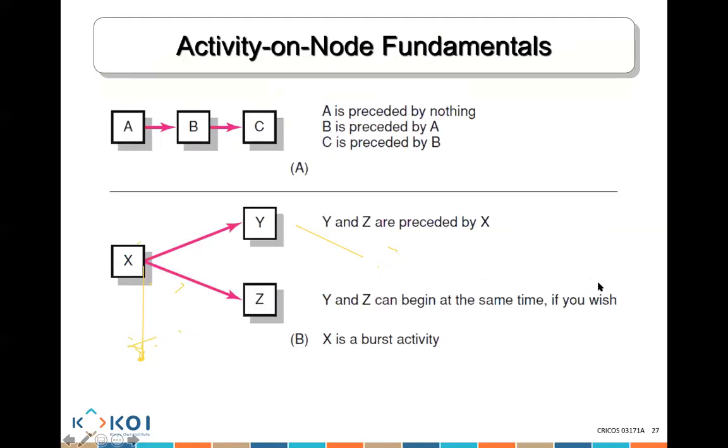Now, let's look here. You can see activity A, there's nothing before it. Activity B cannot start until activity A is completed. And activity C cannot start until activity B is completed.